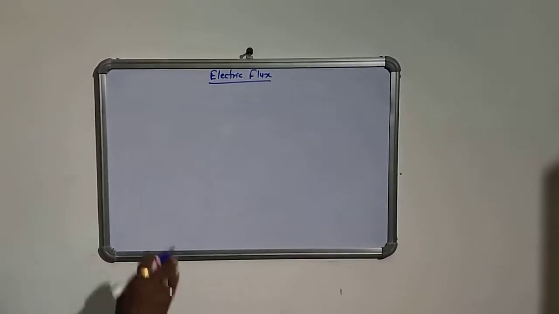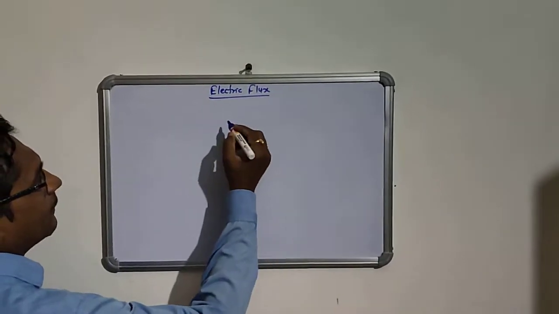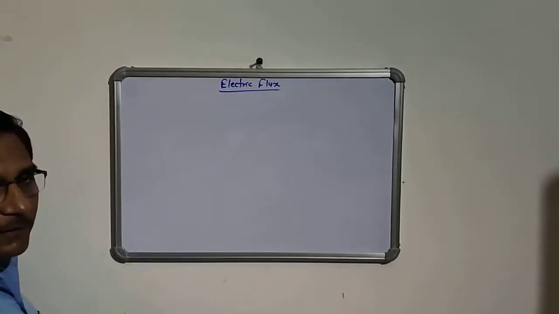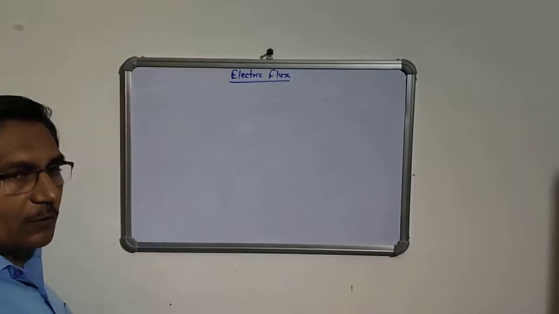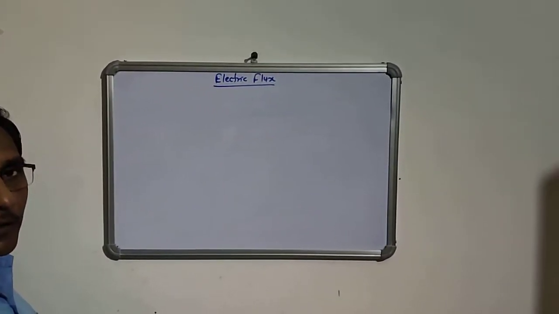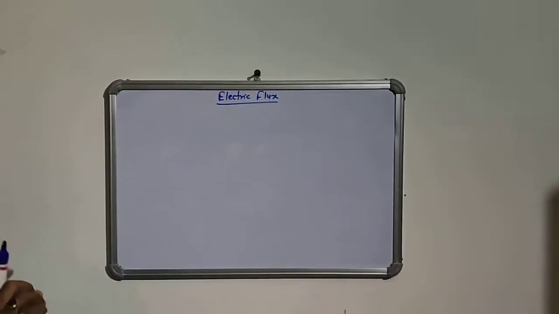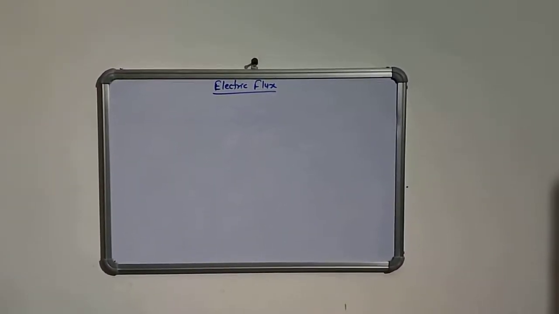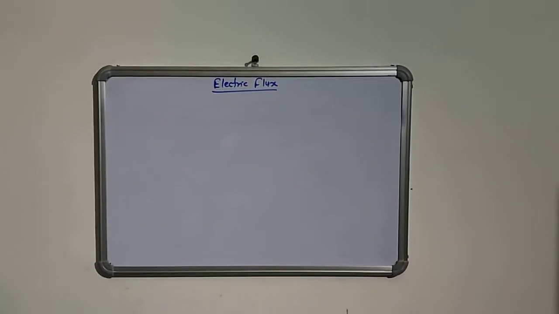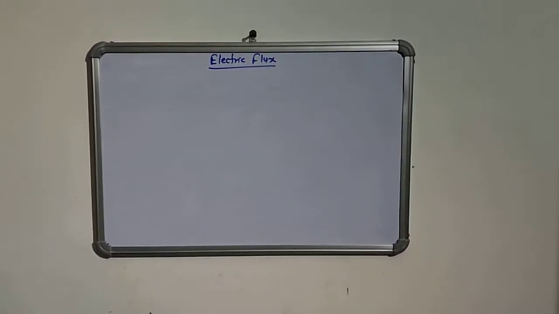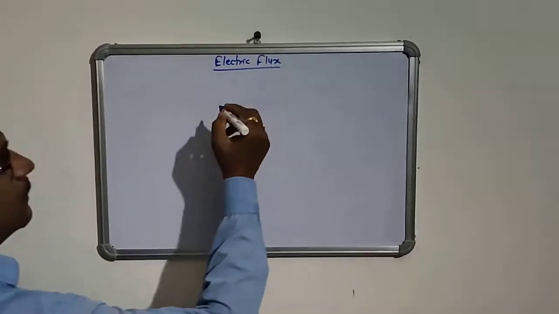What is electric flux? Electric flux means the number of field lines which pass through unit area along their normal is called electric flux. I repeat, the number of electric field lines which pass through unit area along their normal is called electric flux.